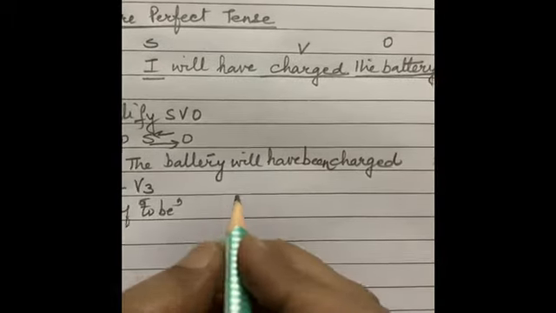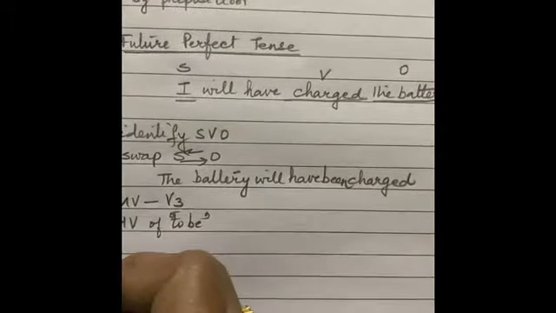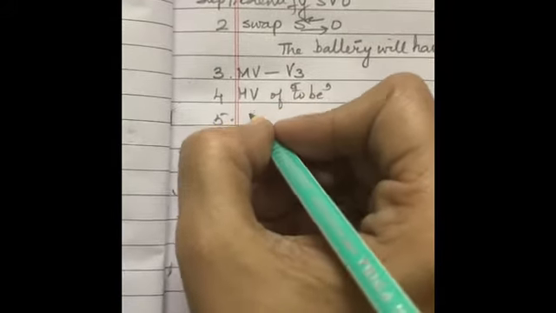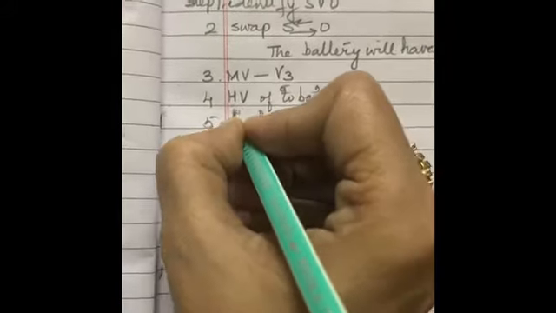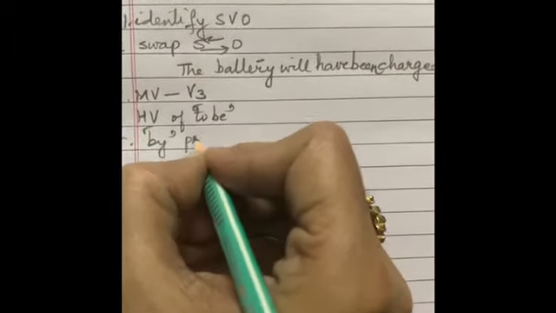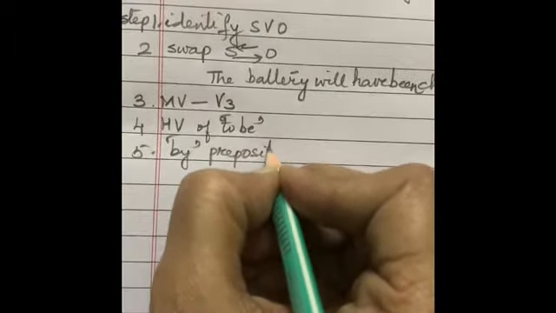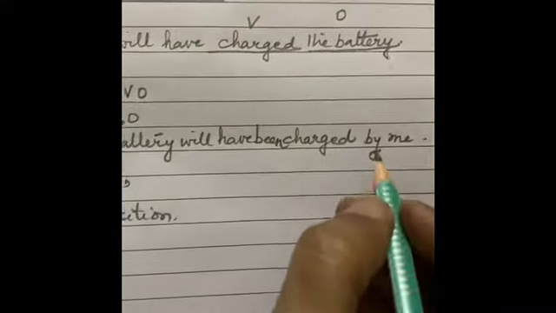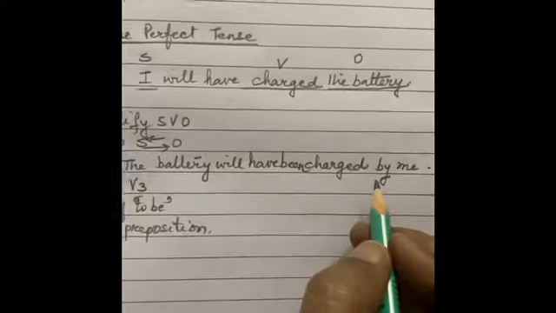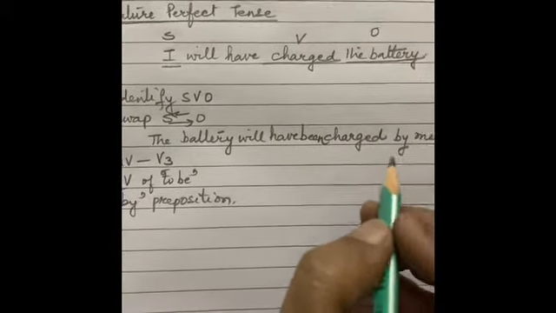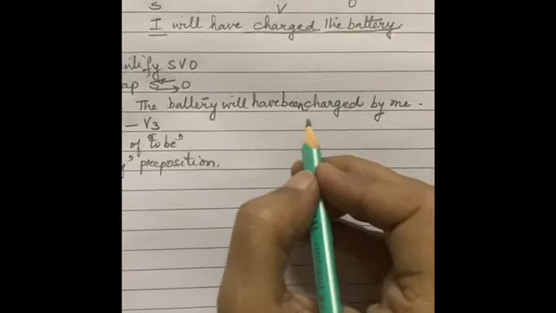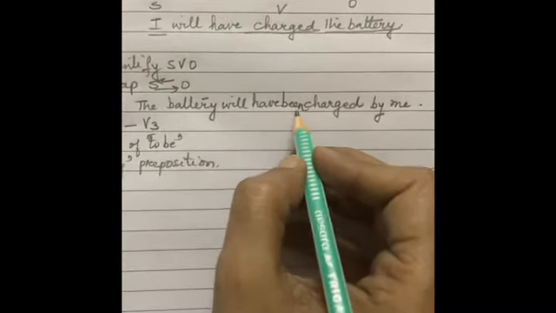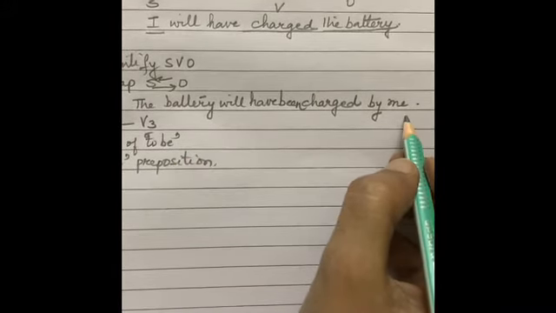Clear? Lastly, we need to add the preposition according to step number 5. By preposition to be added here. Clear? To make the sentence complete. And now the whole passive sentence goes like this. The battery will have been charged by me.